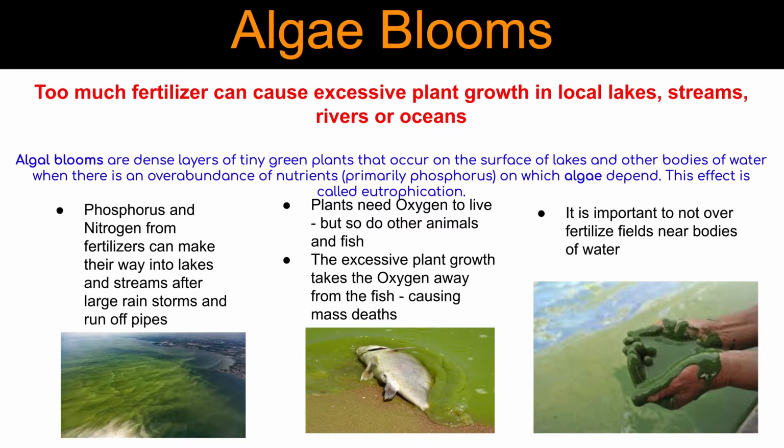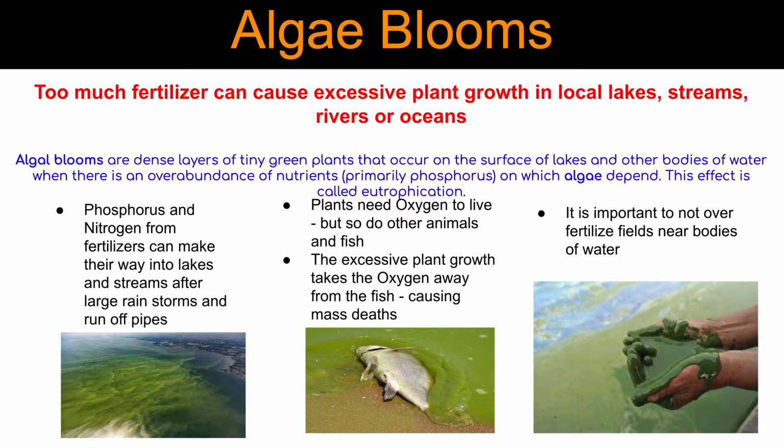So phosphorus and nitrogen from fertilizers can make their way into lakes and streams after a large rainstorm, and they can run off in pipes. So if you look at the picture there, that is actually the ocean. And if you are going to fertilize your lawn, or if a lot of people are fertilizing their golf courses and all this stuff, when it rains, it dissolves all of that fertilizer, and it runs off into the river and creates this massive algae bloom.